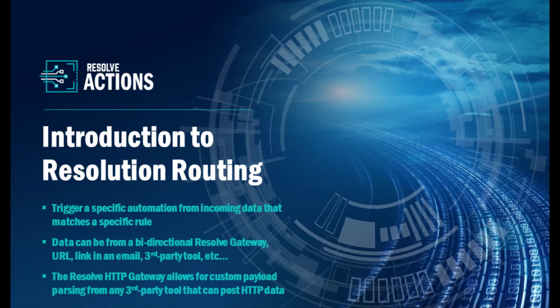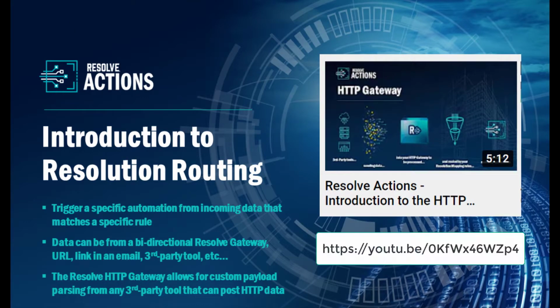Resolution routing allows you to trigger specific automations that match a predefined rule. These rules typically use data or parameters coming in from Resolve gateways. Such examples are an ITSM ticketing gateway that may trigger Resolve whenever a new ticket is created, or an event monitoring gateway, such as whenever an event is raised or an alarm is cleared, or the HTTP gateway that we featured in our previous video.